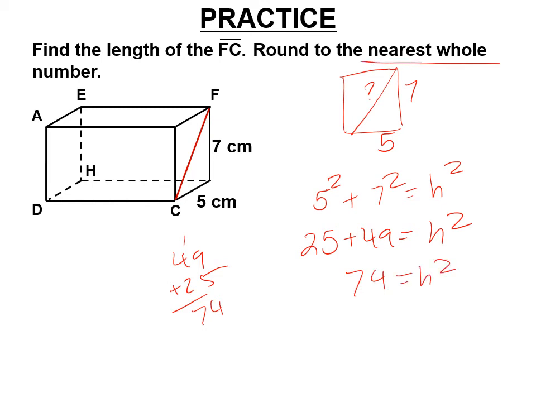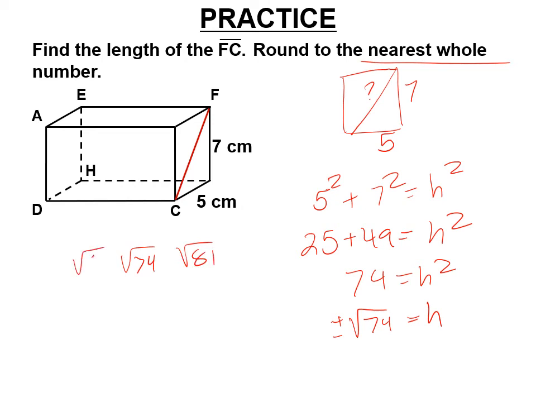All right, round to the nearest whole number. I should have known better. And so this is the positive and negative square root of 74. All right, so square root of 74, I've got to round it now. So I've got square root of 74, I've got square root of 81, that's 9, and square root of 64.